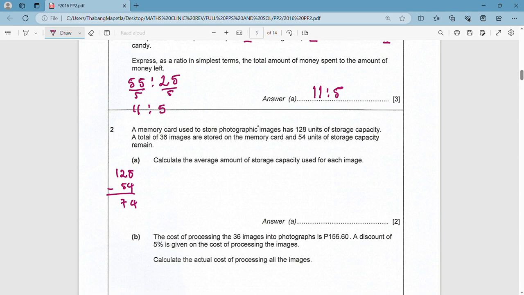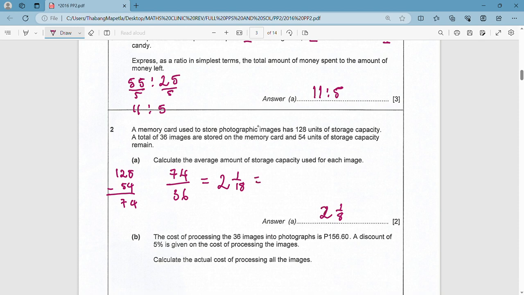Now the images are 36. So storage used is 74, and remember, we divide by the number of images or photos. So 74 divided by 36 is 2 and 1 over 18. This should be your answer. Calculate the average amount of storage capacity used for each image: it's 2 and 1 over 18. Some like to use decimals, but this is the exact answer, and you can use the exact answer.